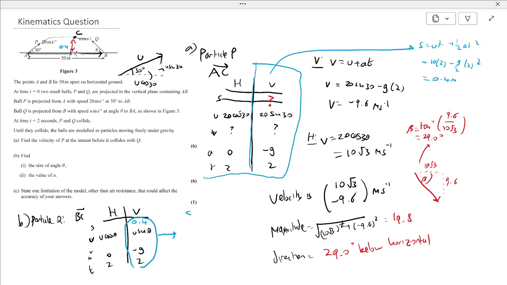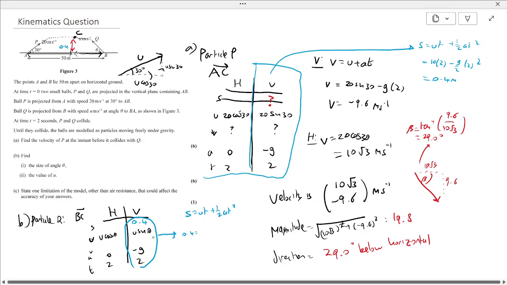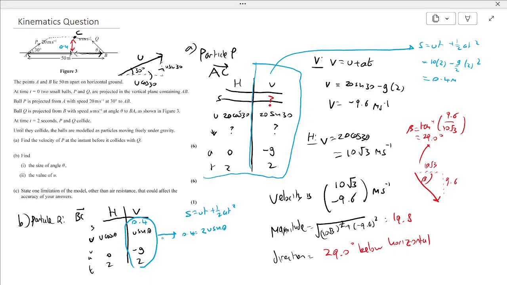So it's the equation with no v. So s equals ut plus a half at squared. 0.4 equals, so t is 2, so ut is going to be 2u sin theta. And then minus g over 2 times t squared. Well, g over 2, t is 2. So g over 2 times 2 squared is just 2g. I'll write it all in properly. This is 1 equation with 2 unknowns.